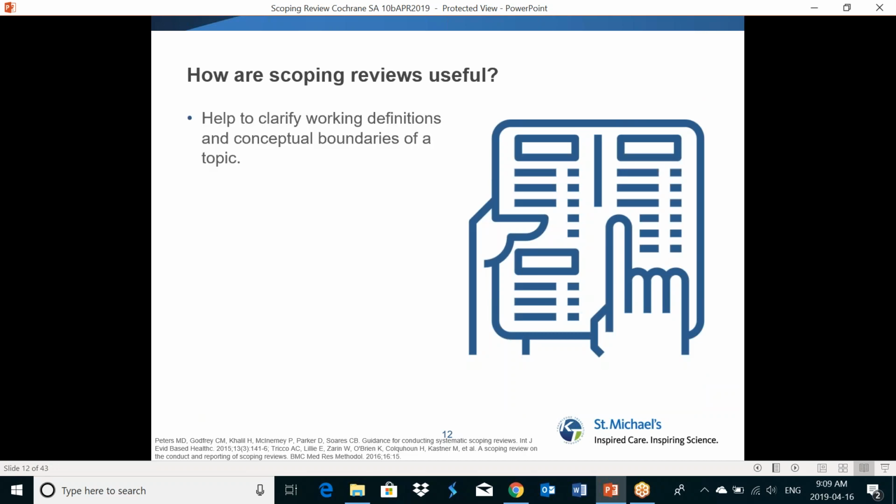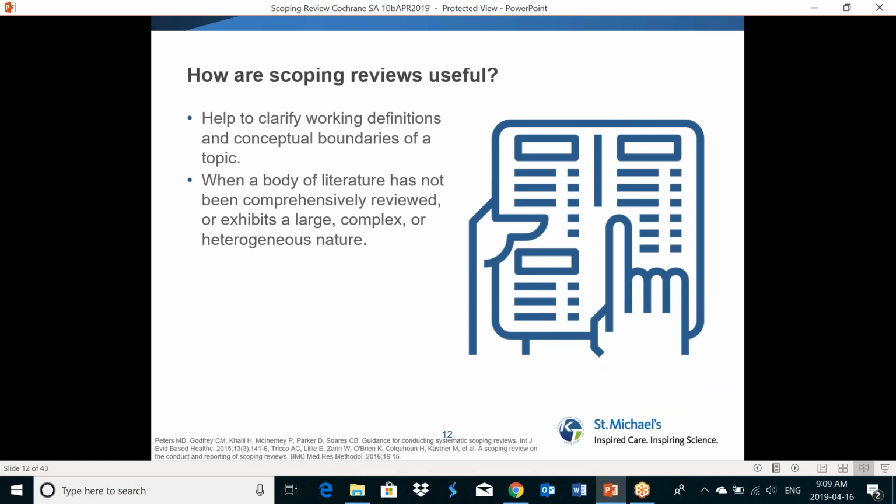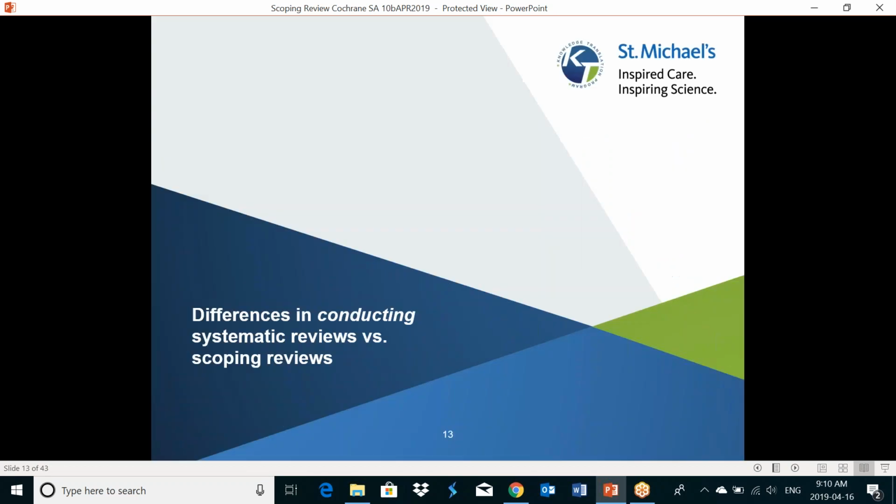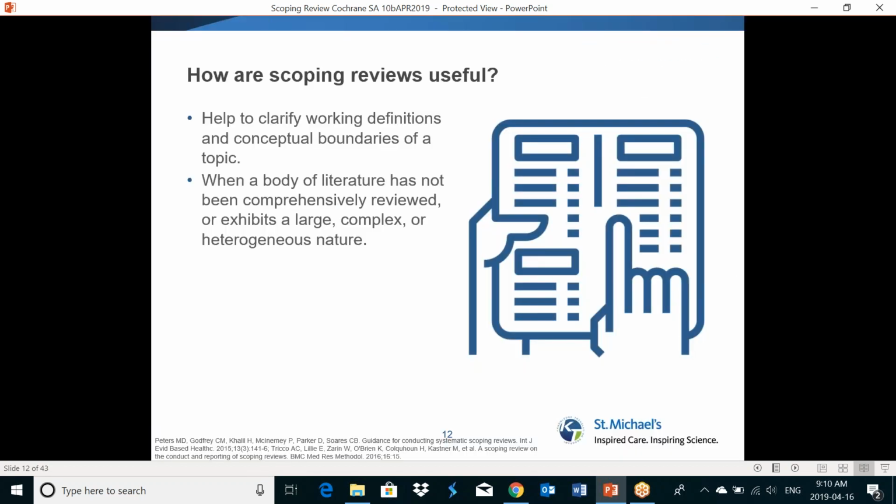So we've done scoping reviews to help clarify working definitions and conceptual boundaries of a topic. When a body of literature has not been comprehensively reviewed, maybe it's complex, it's very large, it's heterogeneous. So those are, to name a few, different reasons why we would also consider doing a scoping review.